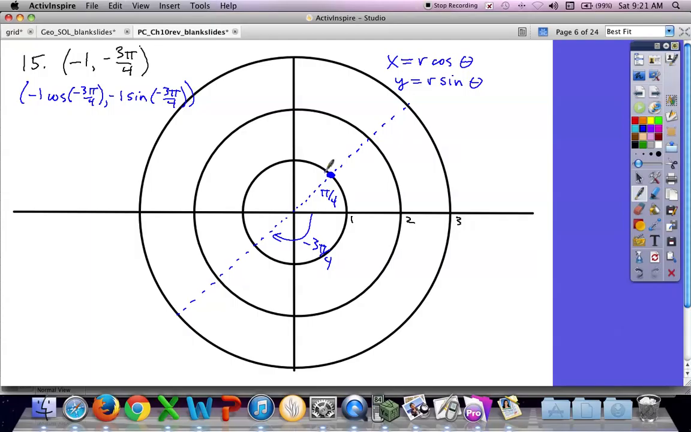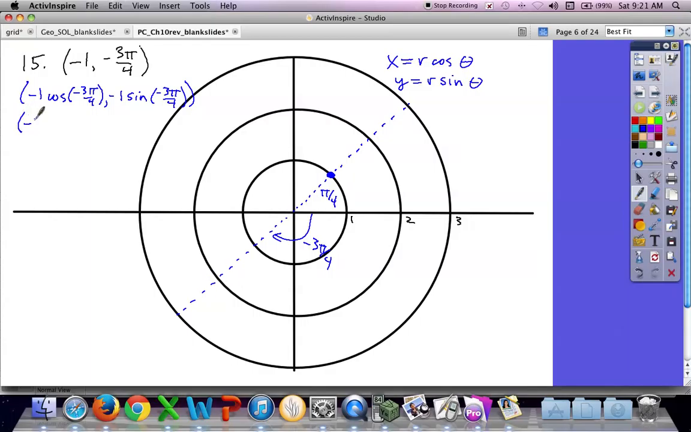Understand, we're not looking at this point exactly. When it says cosine of -3π/4, we really mean down here. What is the cosine of -3π/4? I mean, we know on the unit circle, the coordinates of the point on the unit circle is -√2/2, -√2/2. So that's what we have to use.